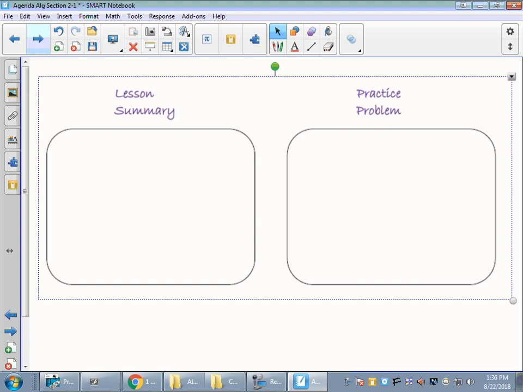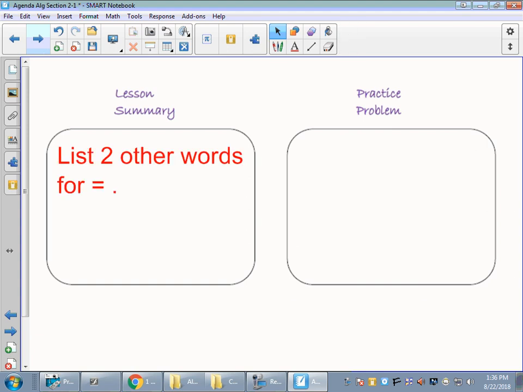Lesson summary now. We want to list 2 other words for that symbol. Whatever that symbol is, give me 2 other words that mean that. And then in our practice problem, we're going to write in words this expression, 7x to the 3rd power minus x equals 14. You're going to write that in words. Okay, so that's it. Nice, short, and sweet lesson for your Chapter 2 getting started. Work on those, finish those notes up, and we'll have questions and practice tomorrow.